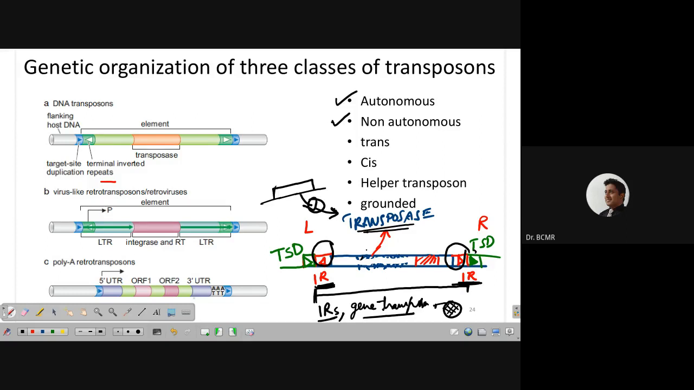Cis and trans we will discuss. Say there is another transposon in the genome, and it is very much similar. Inverted repeats are there, and it has the transposase gene also, and it can produce transposase, and that transposase can come and work on this transposon. Then this transposon is called a helper transposon because it is providing the enzyme transposase which can act on this one.